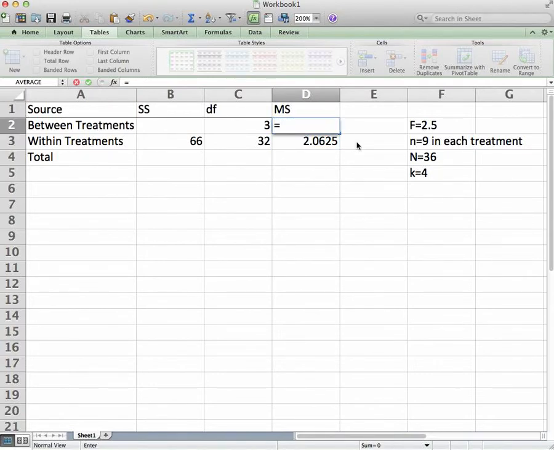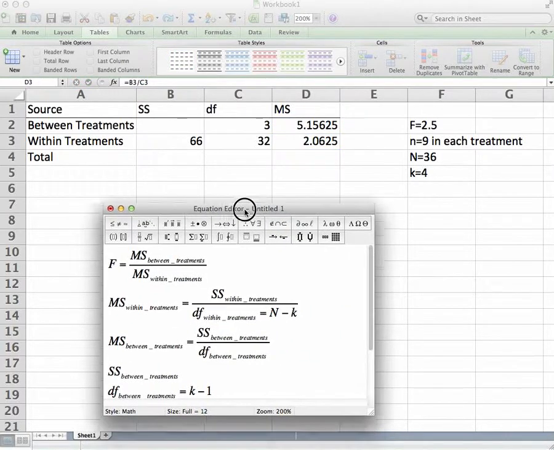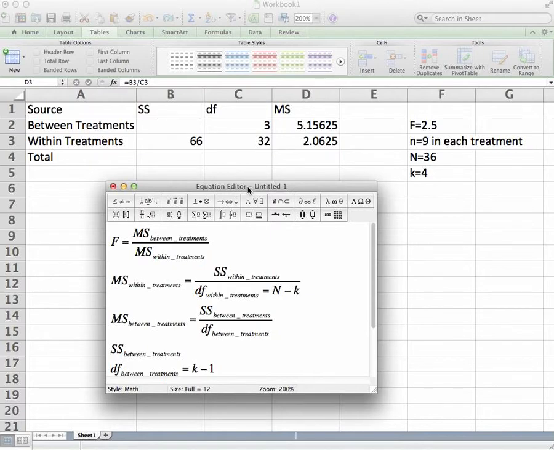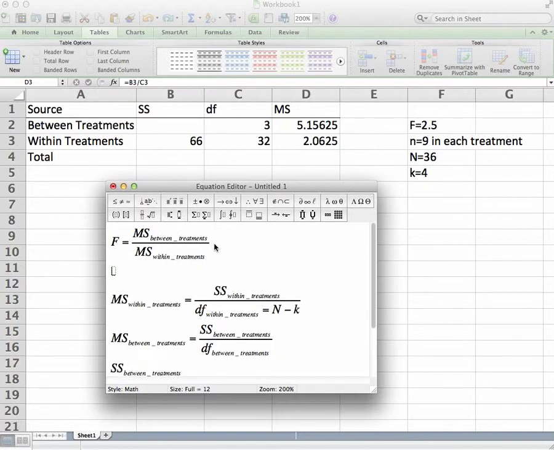So the mean square between is equal to F times the within treatments. Oops, I'm sorry. That's not a value. It's 2.5. That's what F is. Okay. Let's think about how we got that exactly. All right, so we know F, right? That's equal to 2.5.